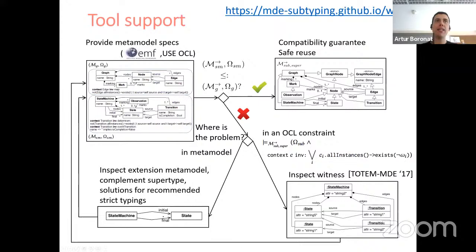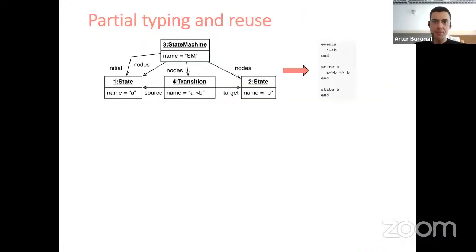So here, if the check fails, then we can inspect the supertype complement, and if not, then we are using the model finder, and the integration of this model finder within EMF that was implemented in Totem MDE, for getting witnesses.